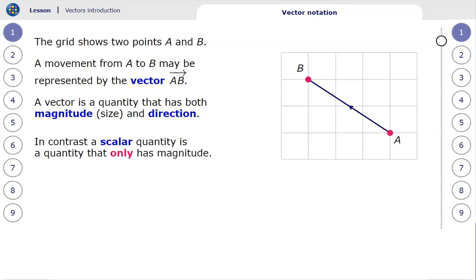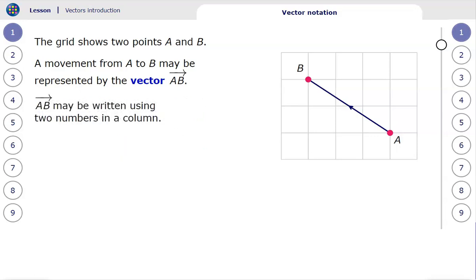We also talk about things called scalars. Scalars are quantities that only have magnitude. And so we use them when we want to increase the size of a vector. We'll talk about a scalar being used to increase the size of a vector.